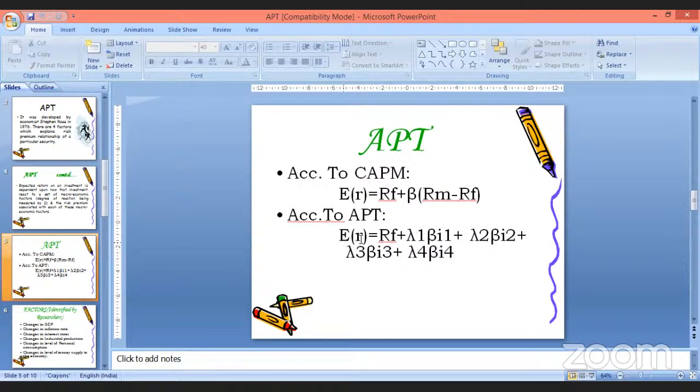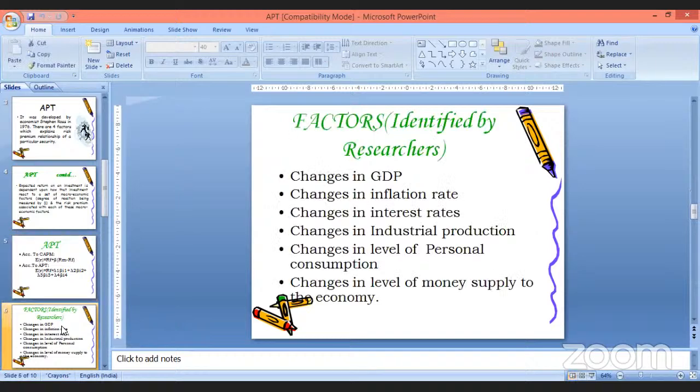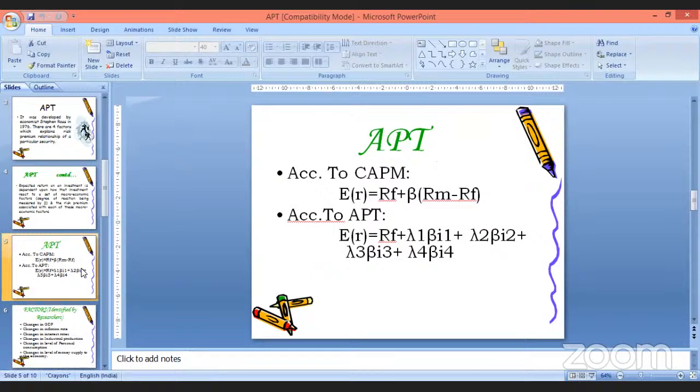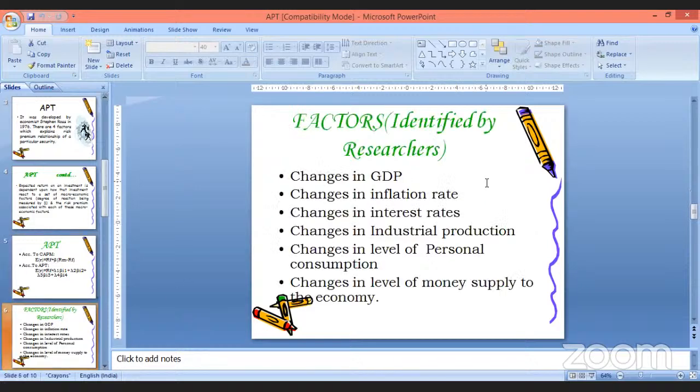Yes, sir. So expected rate of return according to arbitrage pricing theory is RF plus lambda 1 into beta 1, then lambda 2 into beta 2, lambda 3 into beta 3 plus lambda 4 into beta 4. Is it clear? Yes, sir. Okay. That means he has taken only 4 macroeconomic factors out of the set of macroeconomic factors. Now the question is, what are those macroeconomic factors?